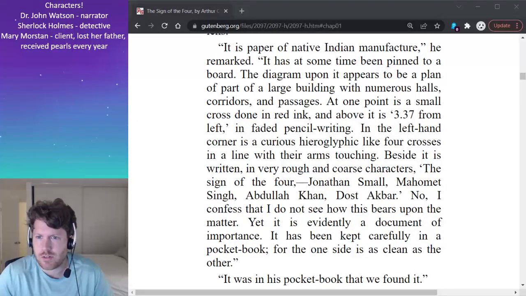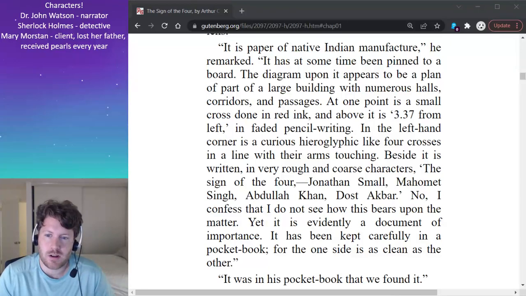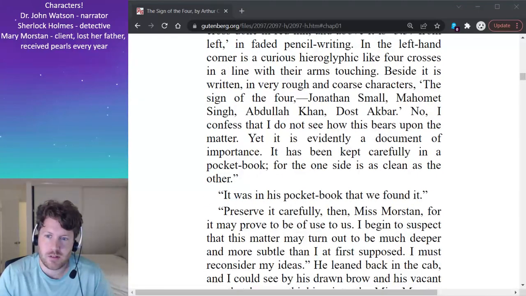In the left-hand corner is a curious hieroglyphic like four crosses in a line with their arms touching. Beside it is written in very rough and coarse characters 'The sign of the four: Jonathan Small, Mahomet Singh, Abdullah Khan, Dost Akbar.' No, I confess that I do not see how this bears upon the matter, yet it is evidently a document of importance. It has been kept carefully in a pocketbook, for the one side is as clean as the other." "It was in his pocketbook that we found it."